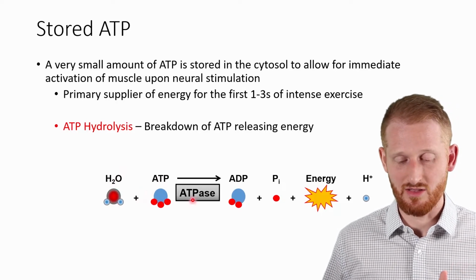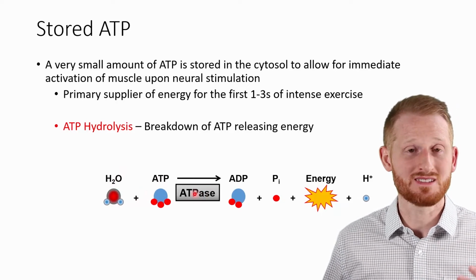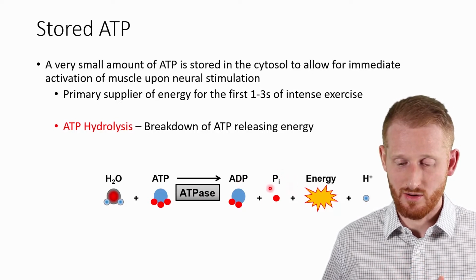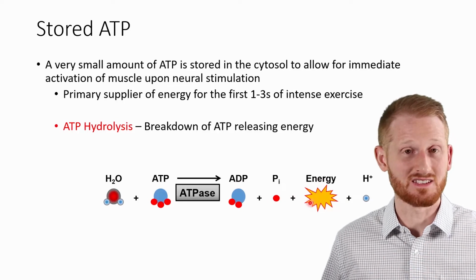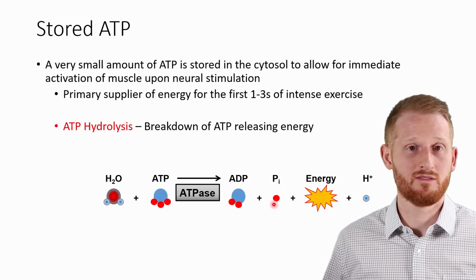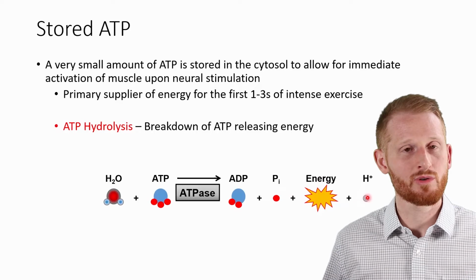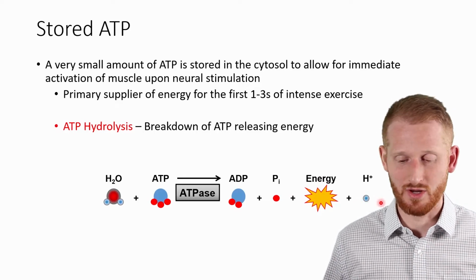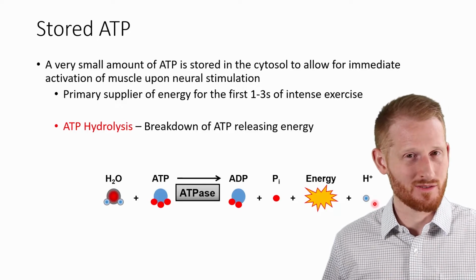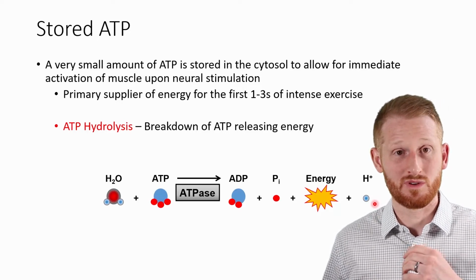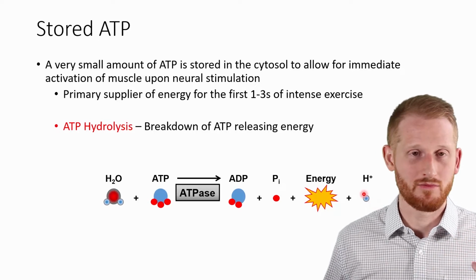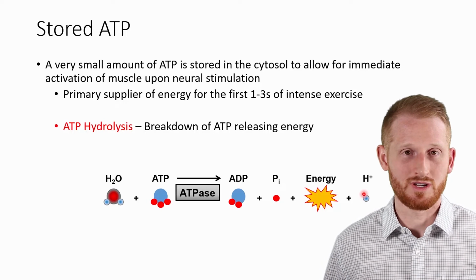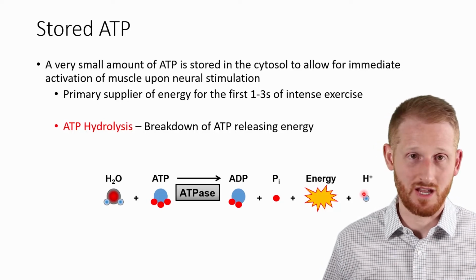So these two together, using the ATPase enzyme, is going to yield ADP, the inorganic phosphate, the energy that's liberated from pulling off that phosphate molecule. And there's also going to be a hydrogen ion, or basically an acid molecule, that's going to come from this. And this is actually going to be pretty important when we talk about the acidification that happens in the muscles and in the blood during intense anaerobic types of exercise.